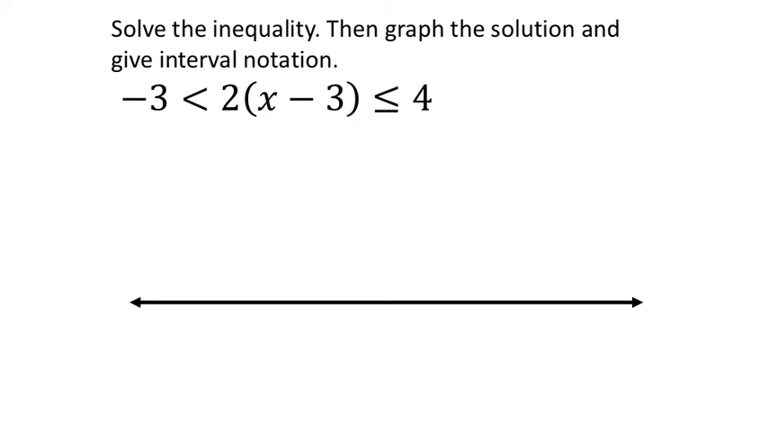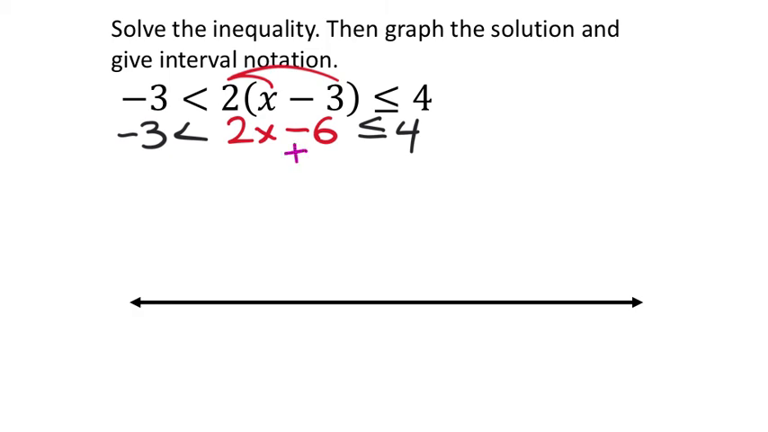Now, you could use that trick where you divide by 2 on all 3 parts, but it's going to give us a fraction, which I don't really want right now. You're welcome to do that if you'd like; you end up with the same answer. I'm just not going to do it right now. I'm going to distribute the 2 into the parentheses. So 2 times x is 2x, and 2 times -3 is -6 right there. Everything else stays the same: -3 is less than 2x minus 6, less than or equal to 4.